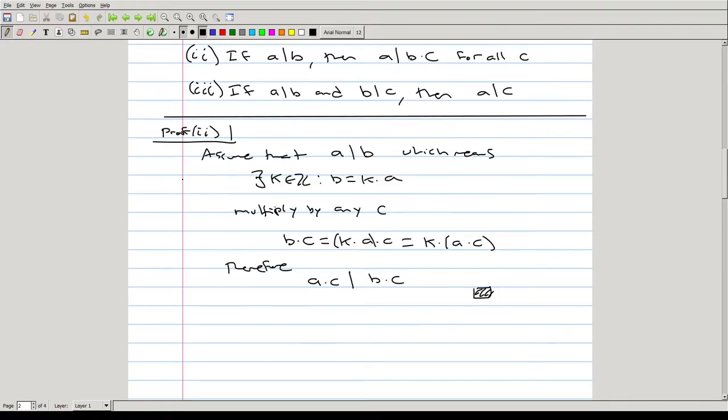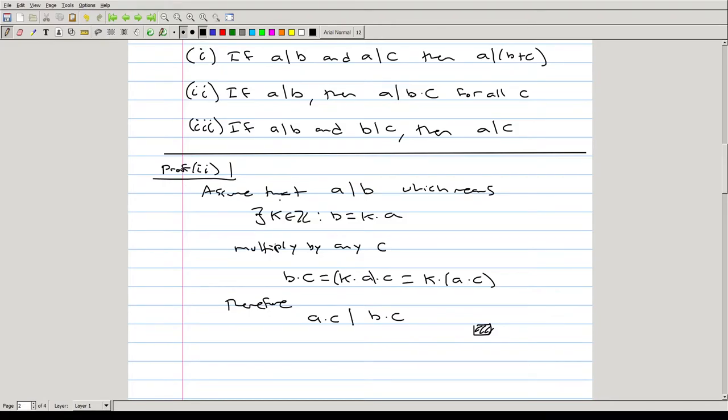The proof of part 3, again, also relies on just the definition. I'm not going to go through it, but it'd be a good exercise for you to try and prove for yourself, just to test that you're understanding this. The main thing is that you're proving an if-then statement, and you have to start by assuming A divides B and B divides C. Using those two assumptions, then you show that A must also divide C.